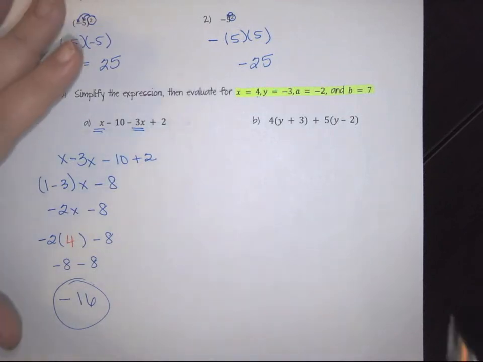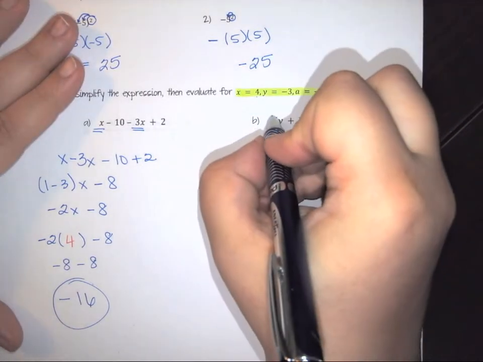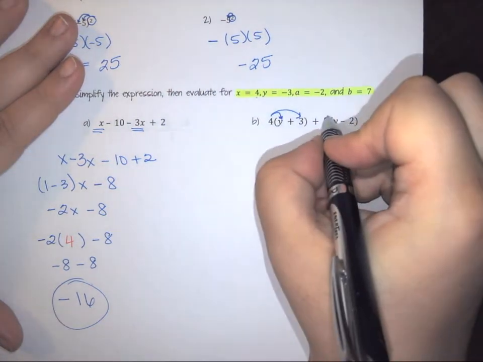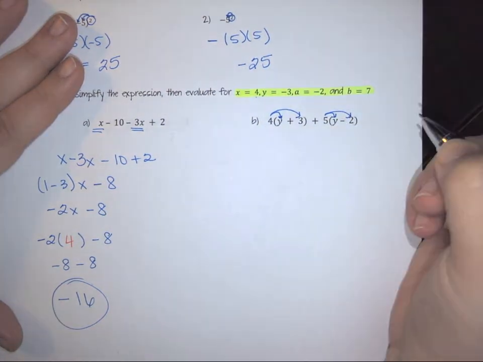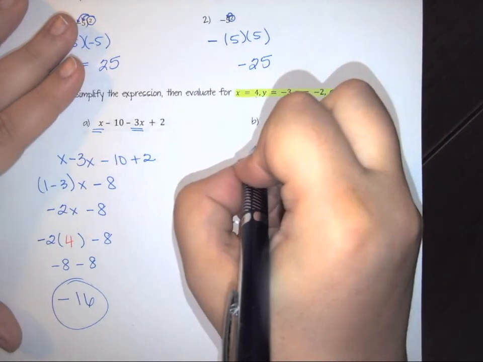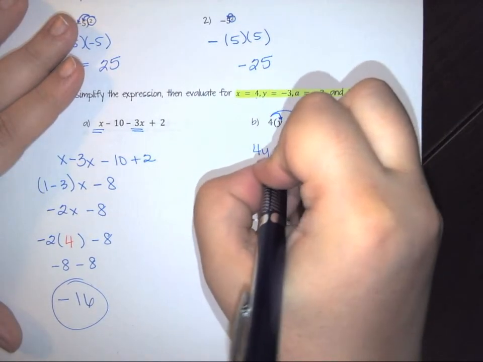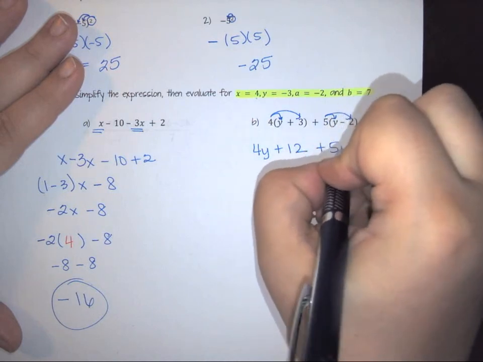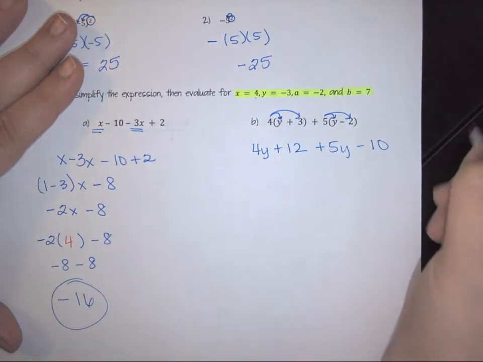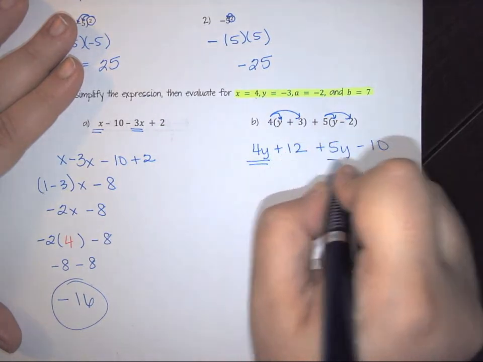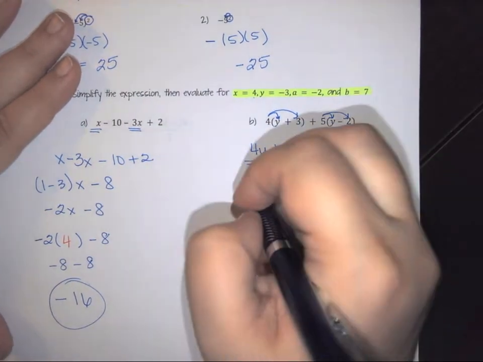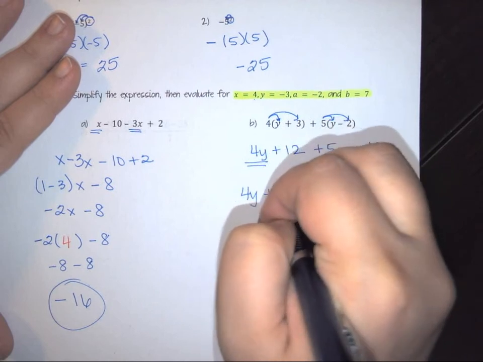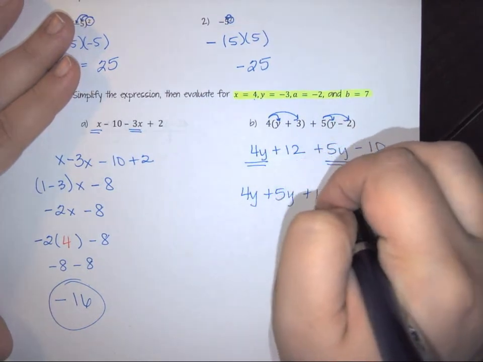So let's go ahead and look at a couple more examples. I have to distribute my 4 through my parentheses, and then I have to distribute the 5. Distributing 4 says this becomes a 4y plus 12, and then I have plus 5y minus 10. Again, I have to combine my like terms. So I have a 4y plus a 5y plus 12 minus 10.